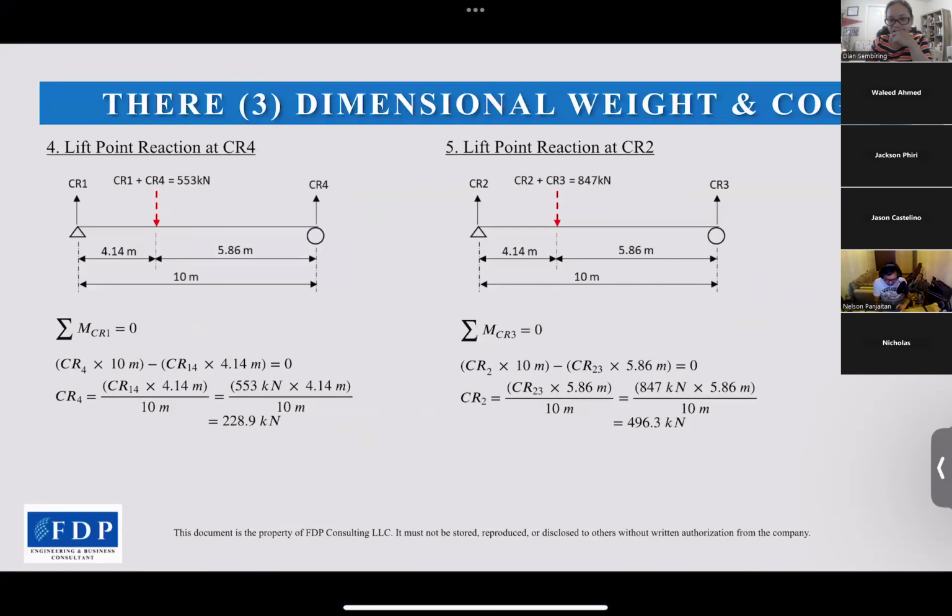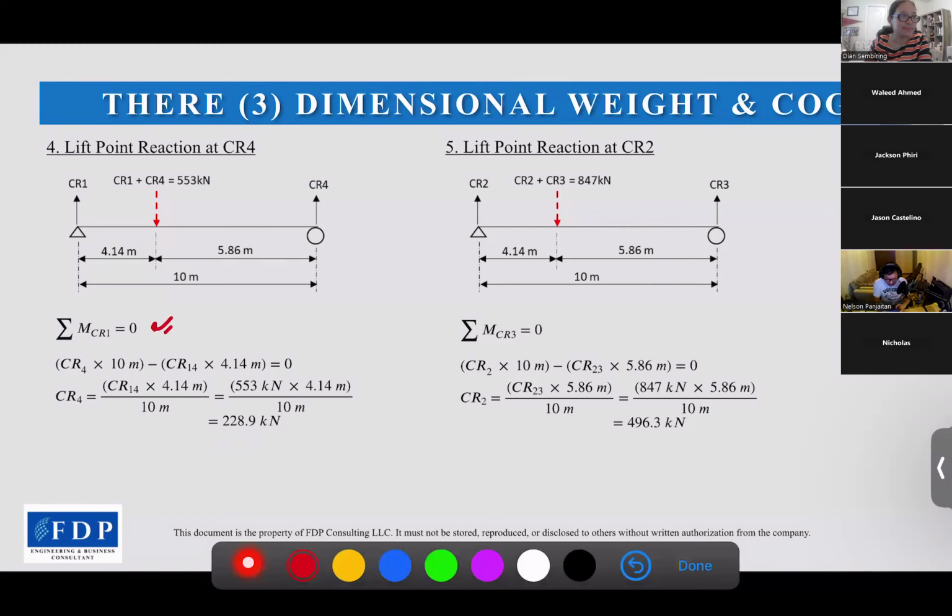So we continue with the lifting point at crane 4. Then we use the total moment at crane 1 equals 0 here. What is the moment acting at crane 1? It's crane 4 times 10 meters, the distance to crane 1, minus crane 1 4 times 4.14 meters, that's the distance from the load to crane 1. And then we got crane 4 equals 228.9 kilonewton.